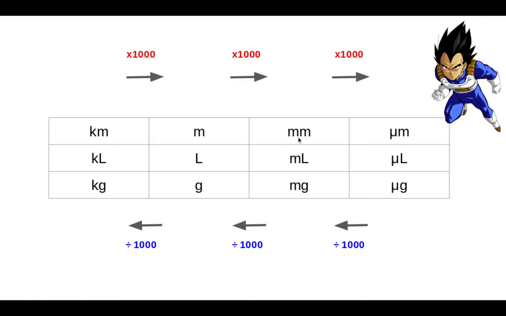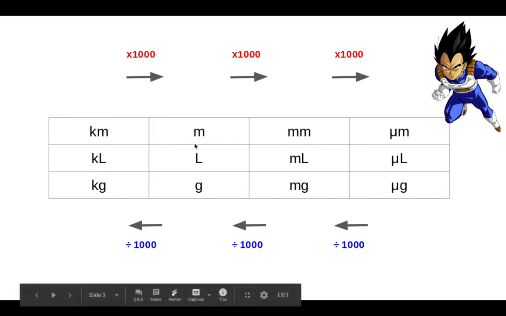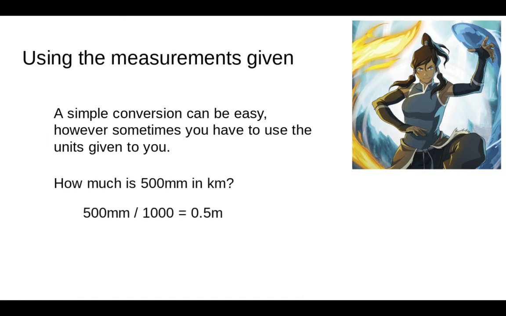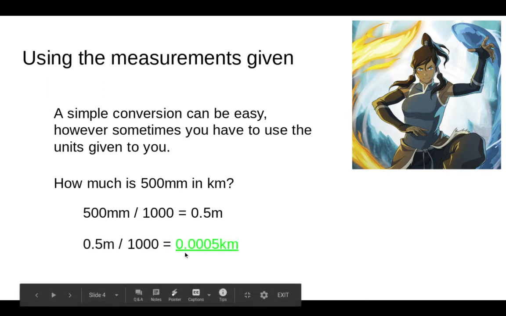So if we start here, we need to divide by 1,000 and then divide by 1,000 again. 500 divided by 1,000, divided by 1,000 again. So 500 divided by 1,000 is 0.5. That's our meters. But because we're on kilometers, we divide by 1,000 again. And that will give us our answer. 0.0005 kilometers.